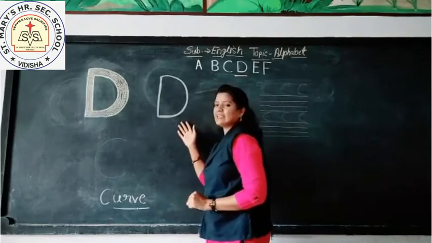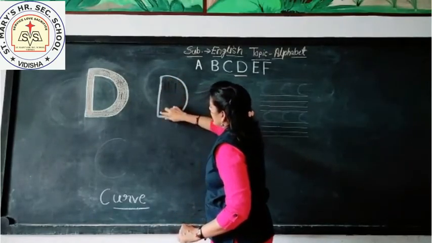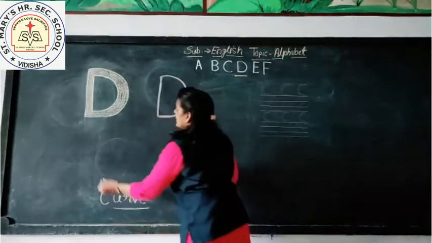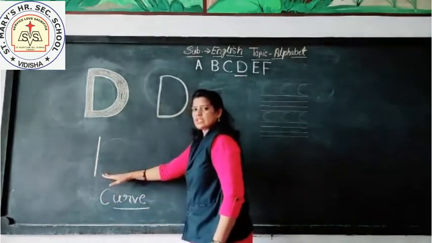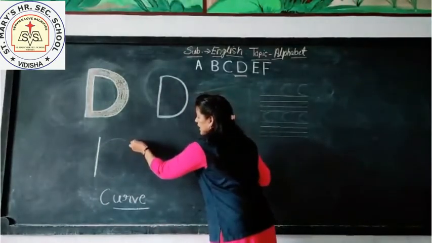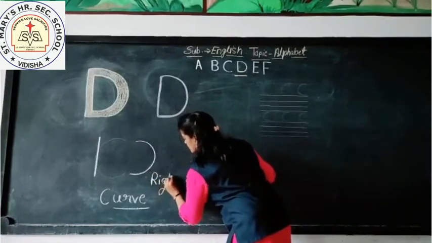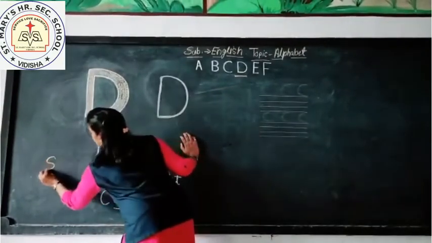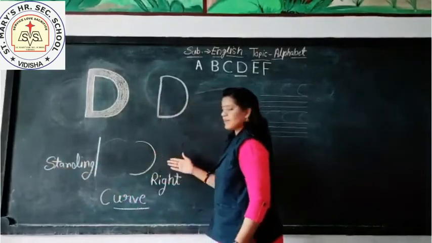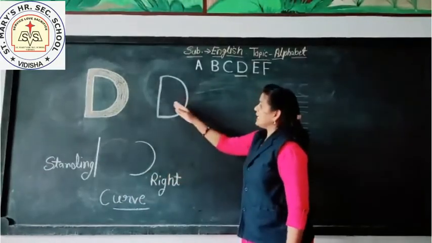Okay, and this is letter D. When I write letter D here, you see there is one standing line and this one curve. Okay, so you are familiar with the standing line, but you don't know the right curve. So now here I draw a right curve. This is right curve. And this is standing line. So with the help of these lines, we will draw letter D.